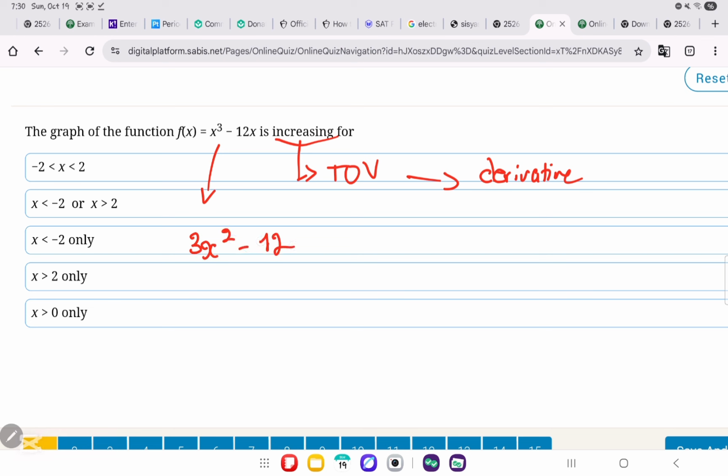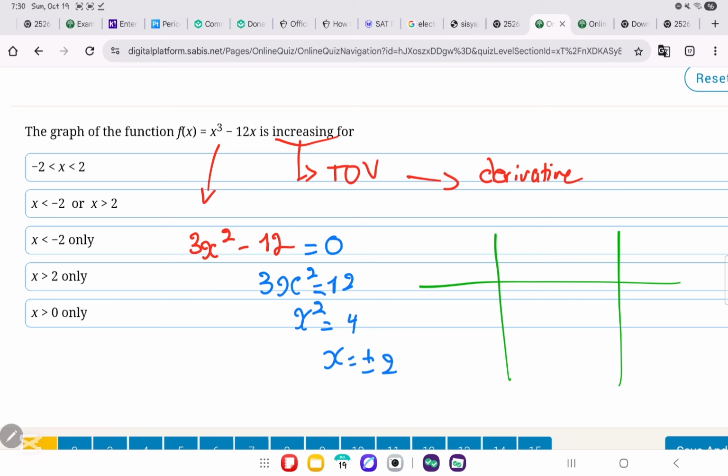Now let's find the roots together. So we're going to make it equal to 0. That means 3x squared is equal to 12. x squared is equal to 4, so x is what, plus or minus 2. So if we put it in the table of variation, it's going to be negative 2, positive 2, right?